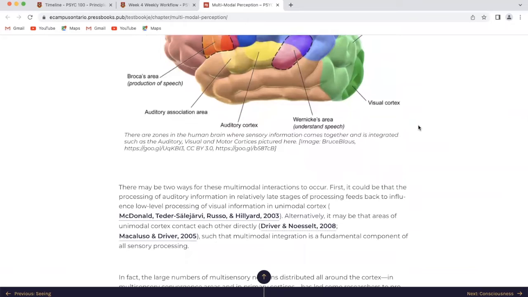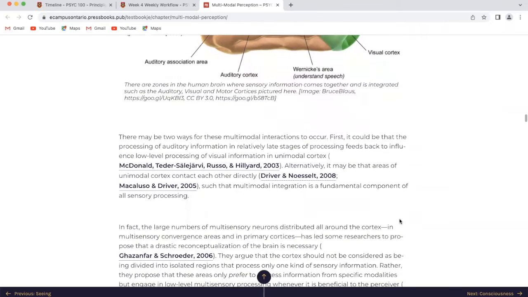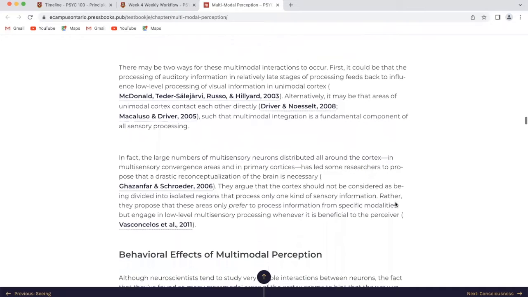First, it could be that the processing of auditory information, at a relatively late stage of processing, feeds back to influence low-level processing of visual information in unimodal cortex. Alternatively, it may be that areas of unimodal cortex contact each other directly, such that multimodal integration is a fundamental component of all sensory processing.